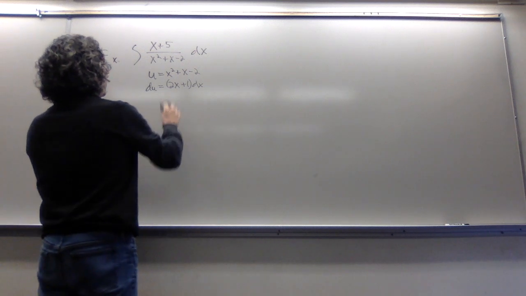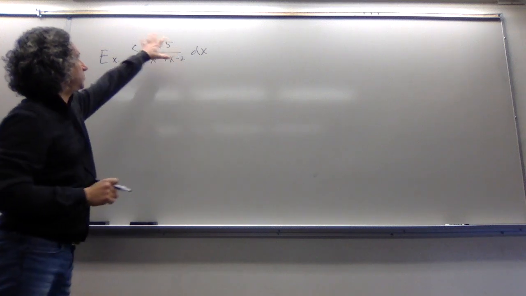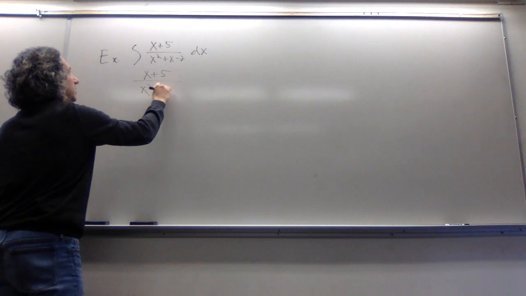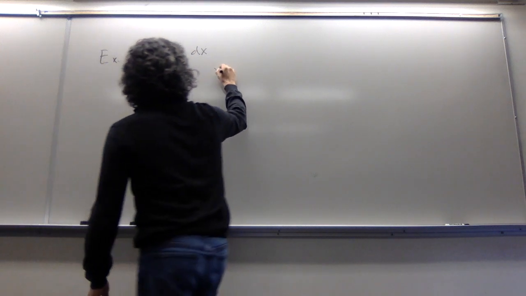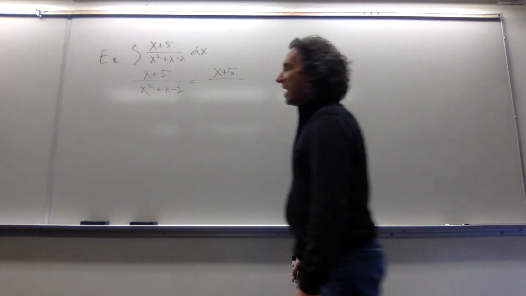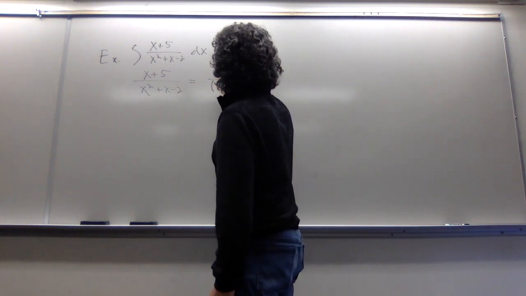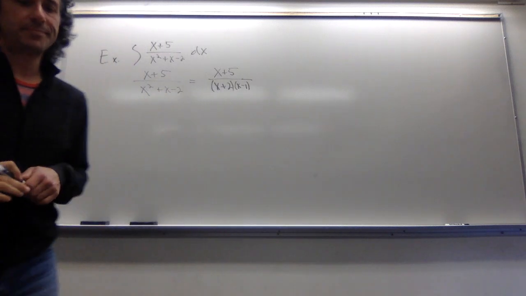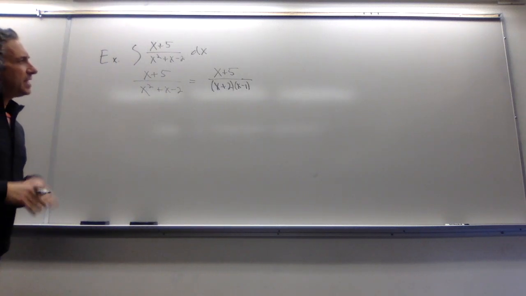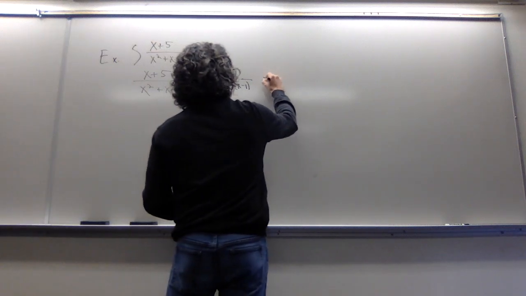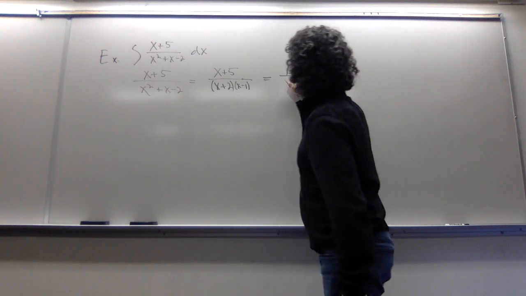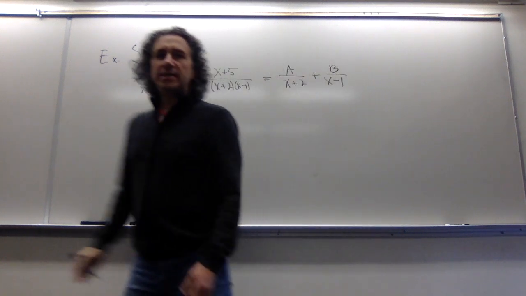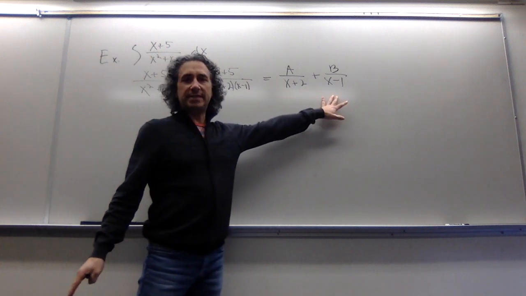However, let's take a look at this rational expression inside. Let's note that x plus 5 over x squared plus x minus 2 is the same thing as x plus 5 over (x plus 2) times (x minus 1). So I claim that we can find constants a and b such that this rational expression is equal to a over x plus 2 plus b over x minus 1.